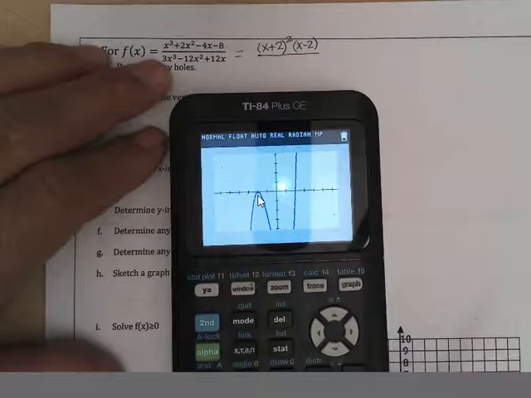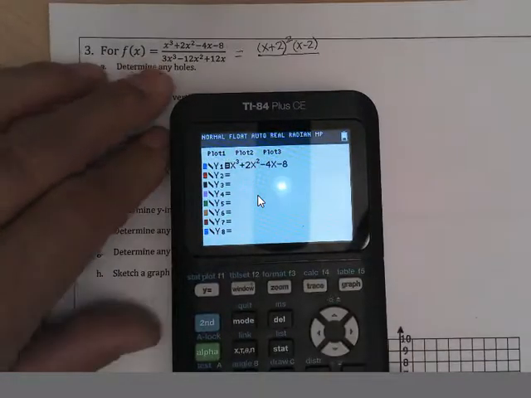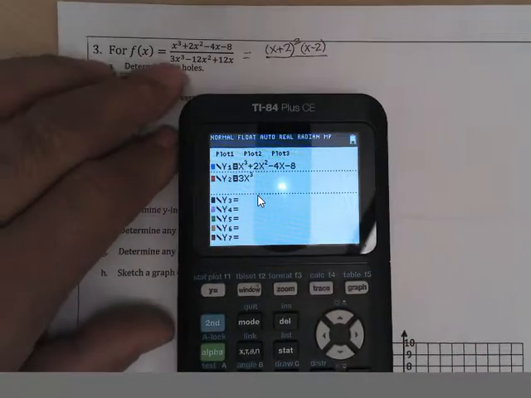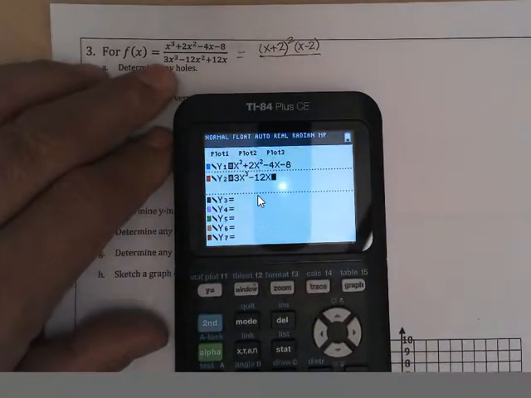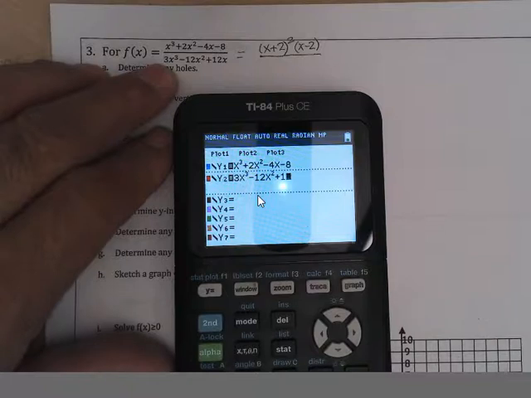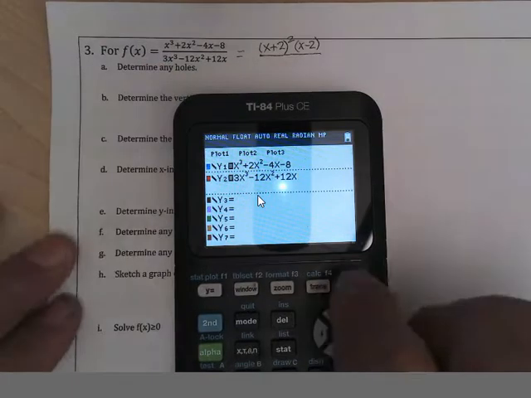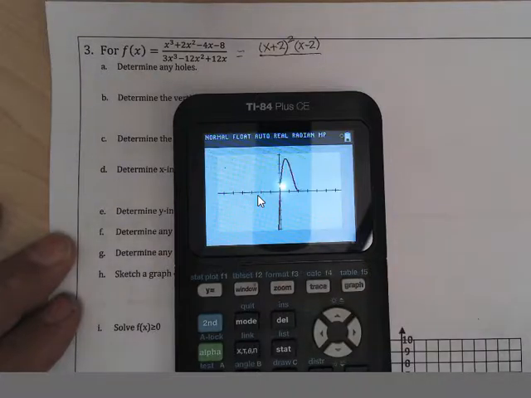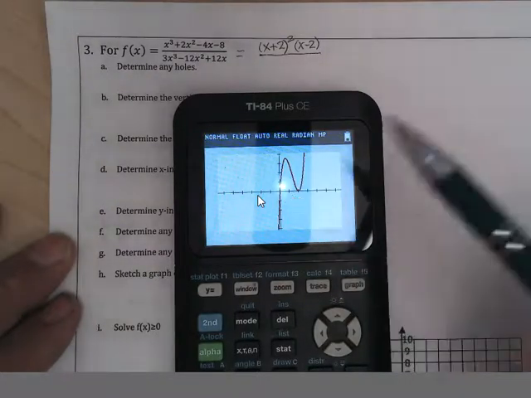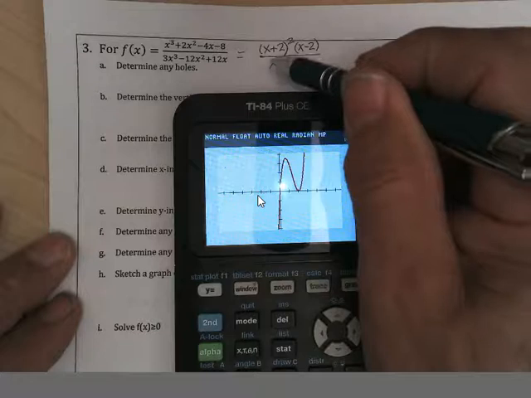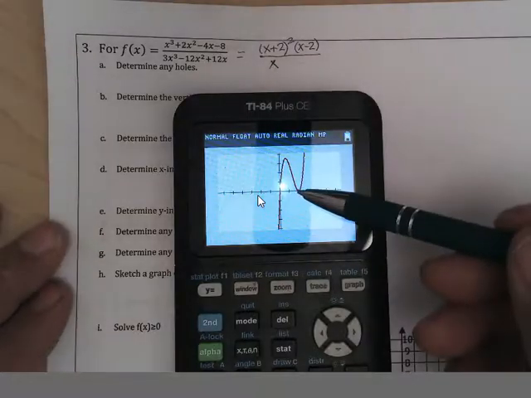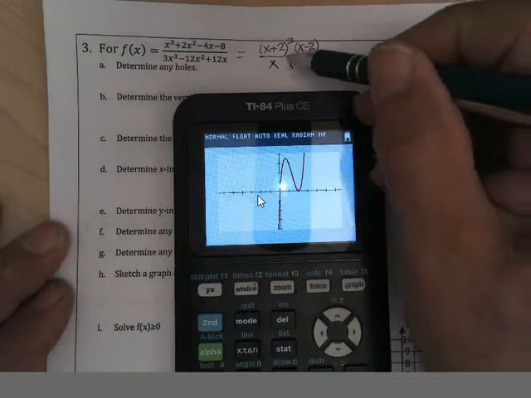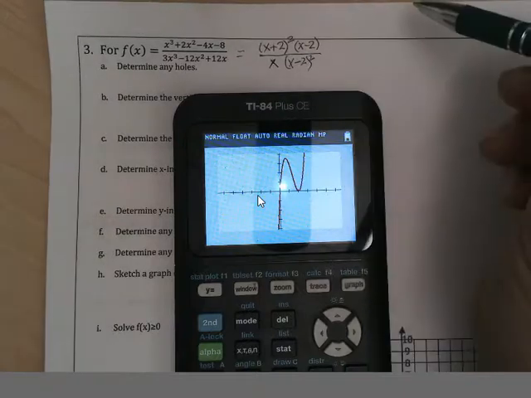Now let's factor the denominator. So that's 3x to the third minus 12x squared plus 12x. And let's go up and turn the first one off and graph that. And it looks like it goes through 0, so that means x is a factor. And it bounces at 2, so that means x minus 2 is a double factor.